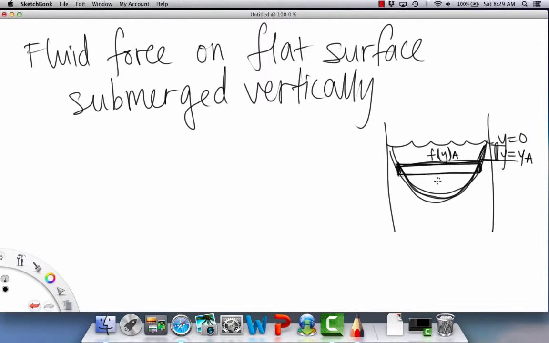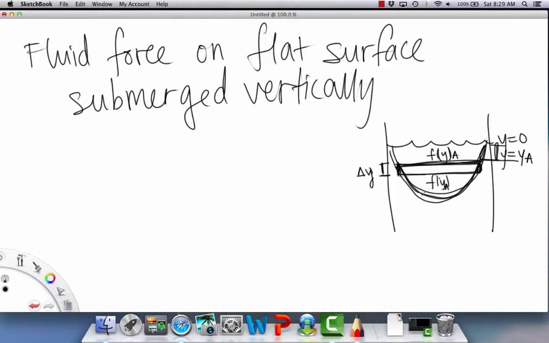And the bottom is going to be the same length, right? Because we're dealing with a rectangle, so this is f of ya. Okay, so the width of this rectangle, we're going to denote as delta y, because that's our change in depth, right?